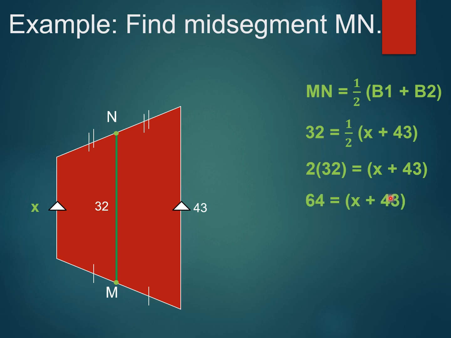So 2 times 32 is 64, equal to X plus 43. We can just transpose 43 to the other side of the equal sign. So it becomes 64 minus 43 equals X. So we can write 21 is equal to X, or X is equal to 21. So the value of our base number 1 here is 21.